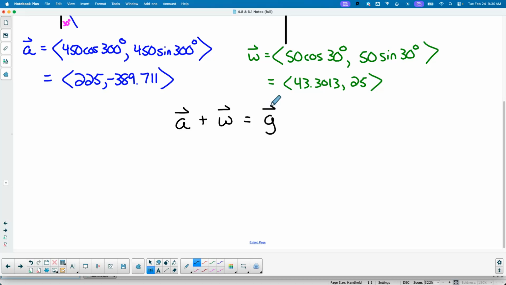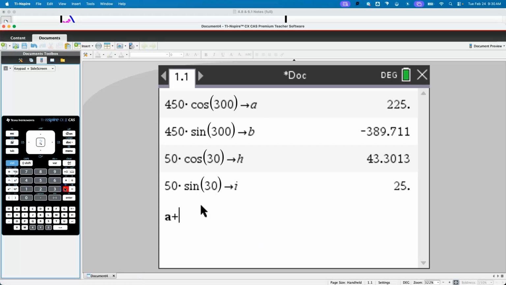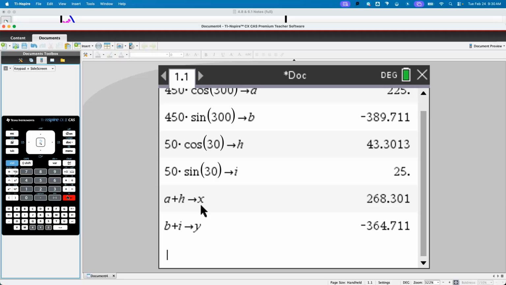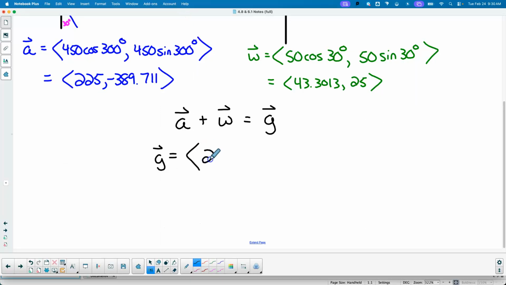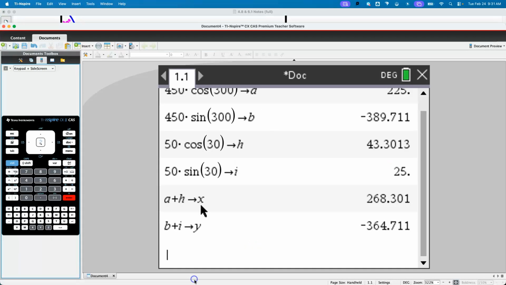A plus W is G, so I'm going to add those two together to get my vector G. A plus H, I'm going to store as X. B plus I, I'm going to store as Y. That gives 268.30127 and negative 364.71143. Yep.